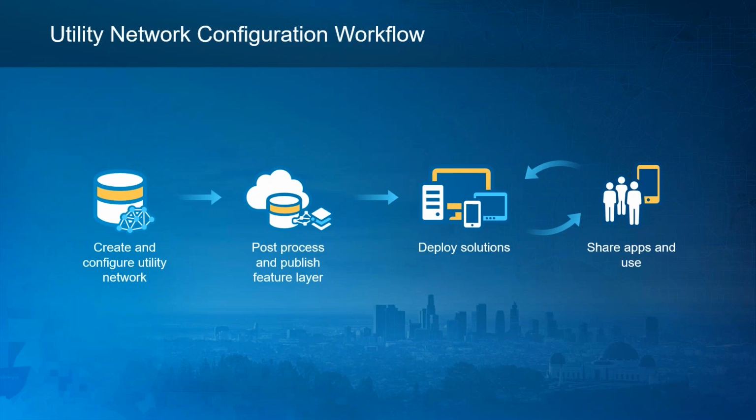Now it comes back down to these four steps. The first step, create and configure your utility network. Post-process and publish out the feature layer that's going to power everything, and then deploy solutions on top of the utility network. And then share out those maps and apps for others in your organization. And this is really an iterative process. You're going to keep coming back because Esri will continue to release new solutions built on top of the utility network, and you can deploy those and share those and get feedback and come back and maybe make some changes.